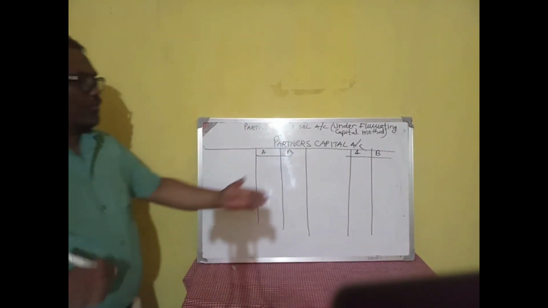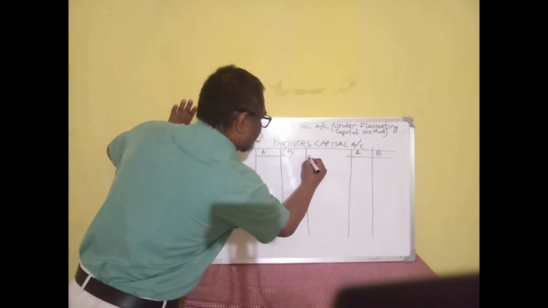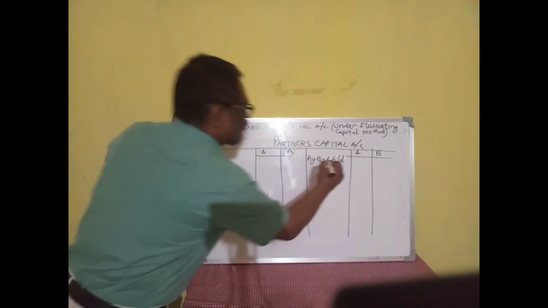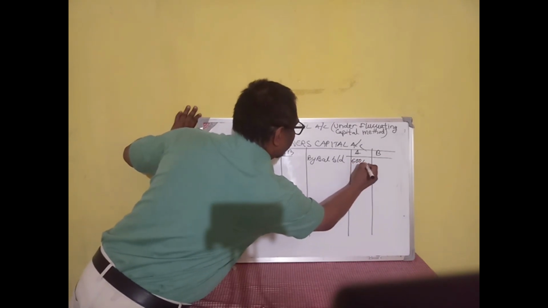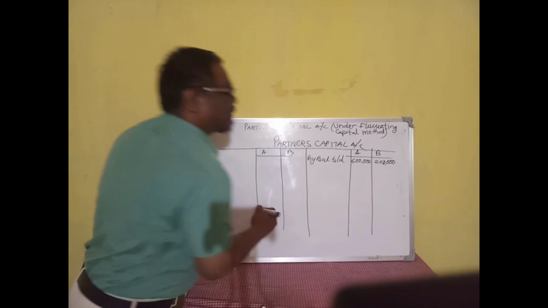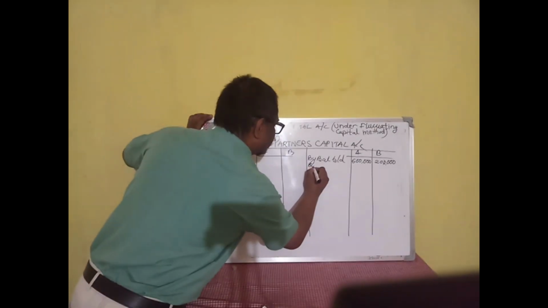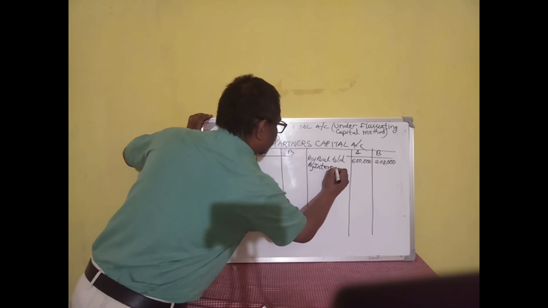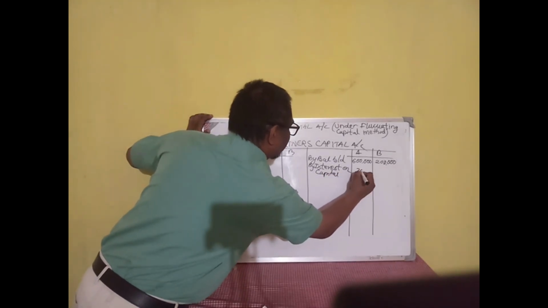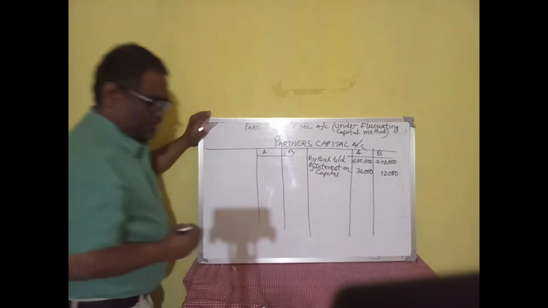So first of all we have to bring down the capital of A and B by balance brought down. The capital of A is 6 lakhs and the capital of B is 2 lakhs. Now, interest on capital. Interest on capital for A is 36,000 and for B is 12,000.